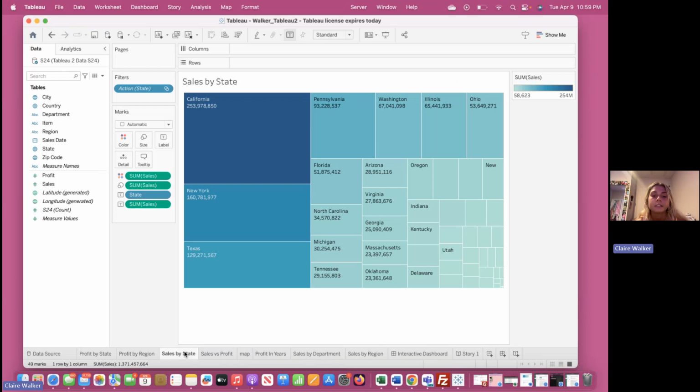Also, the next one I did was going to be sales by state. So I like this visual because it's just easy to understand. You can see California's the highest, New York, Texas, Pennsylvania. It's very easy to see which one's the biggest and which one has the most, and then the numbers are right underneath of it.